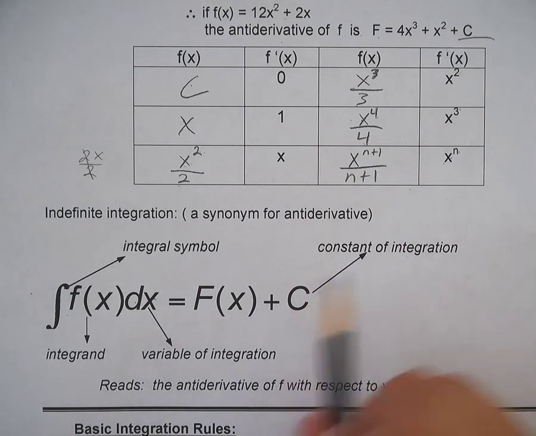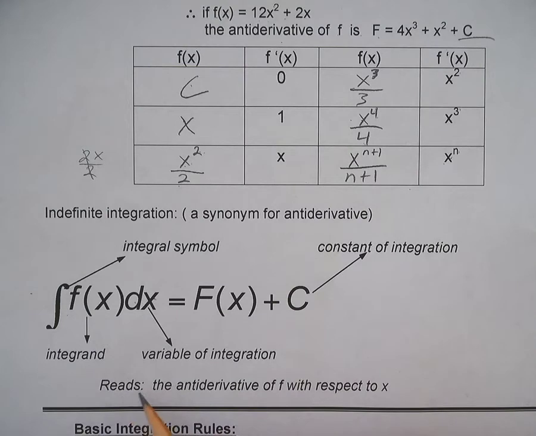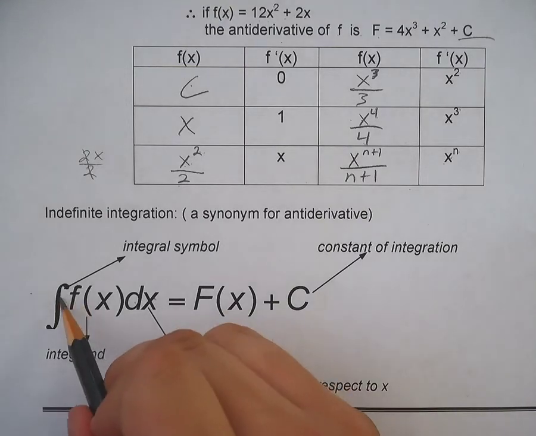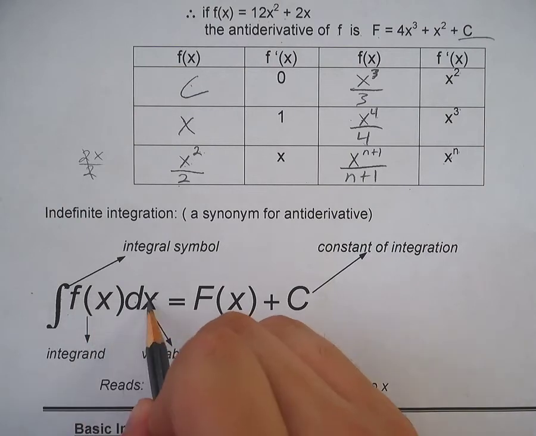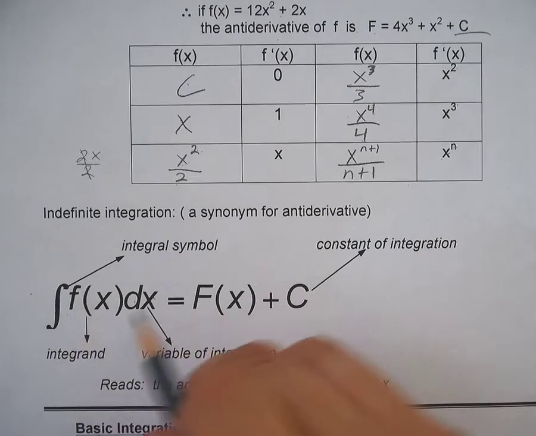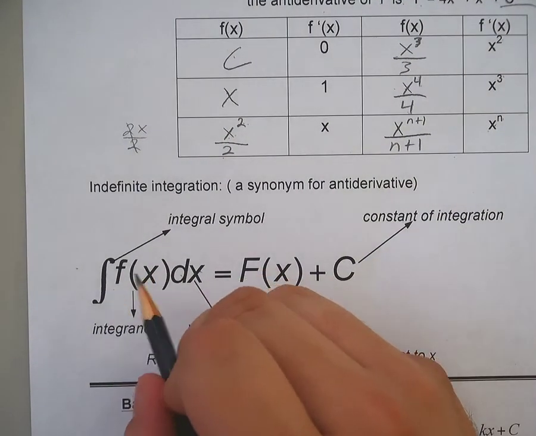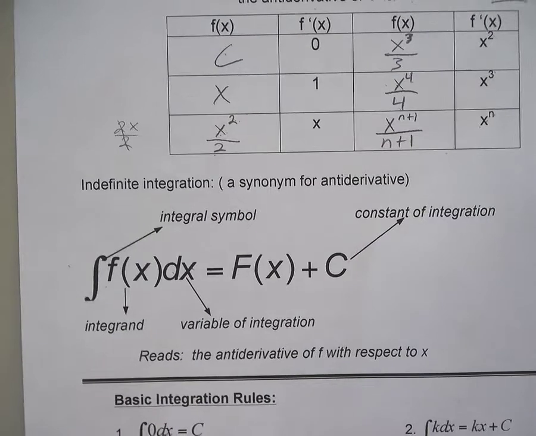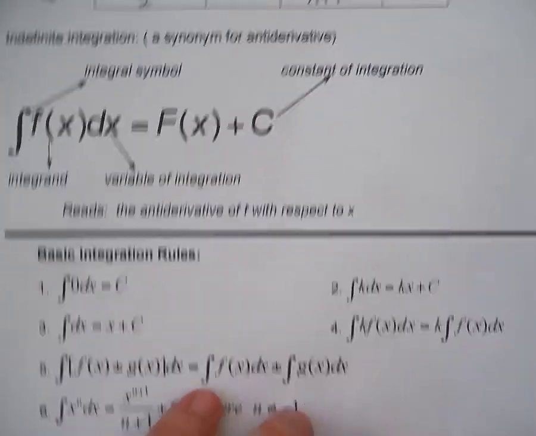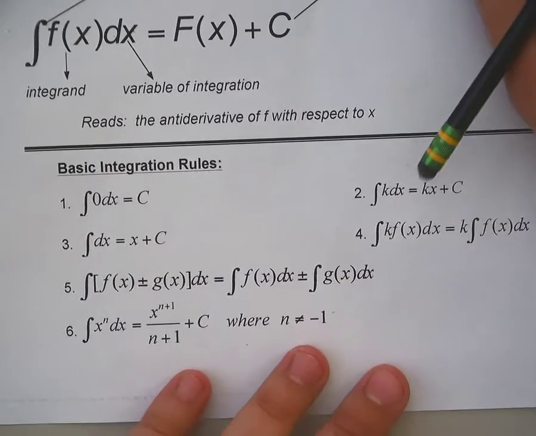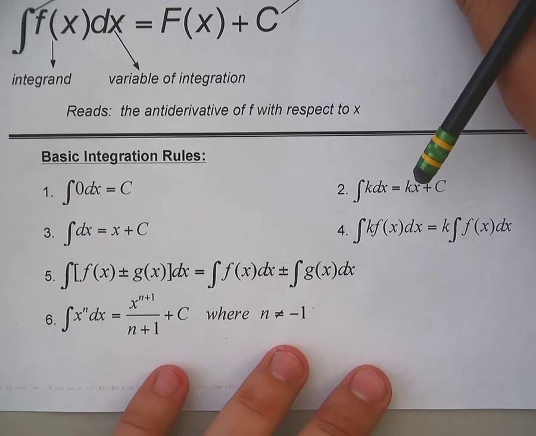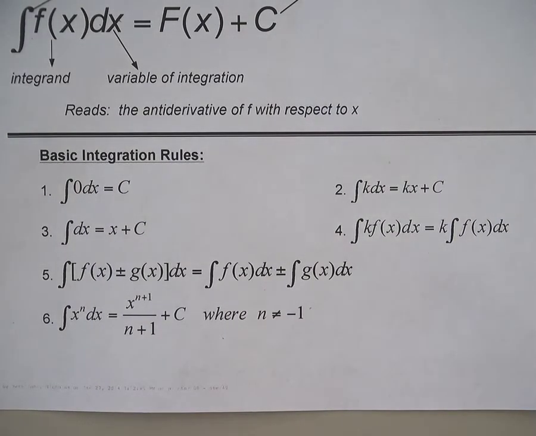C is called the constant of integration. Everything is plus c. So it reads the antiderivative of f with respect to x. Remember, like dy dx was the derivative of y with respect to x. This is the integral of f of x with respect to x. All right, and then a couple of basic rules here. Take a second, pause the video, and write down those basic rules. All the rules. All right, so let's talk about them.